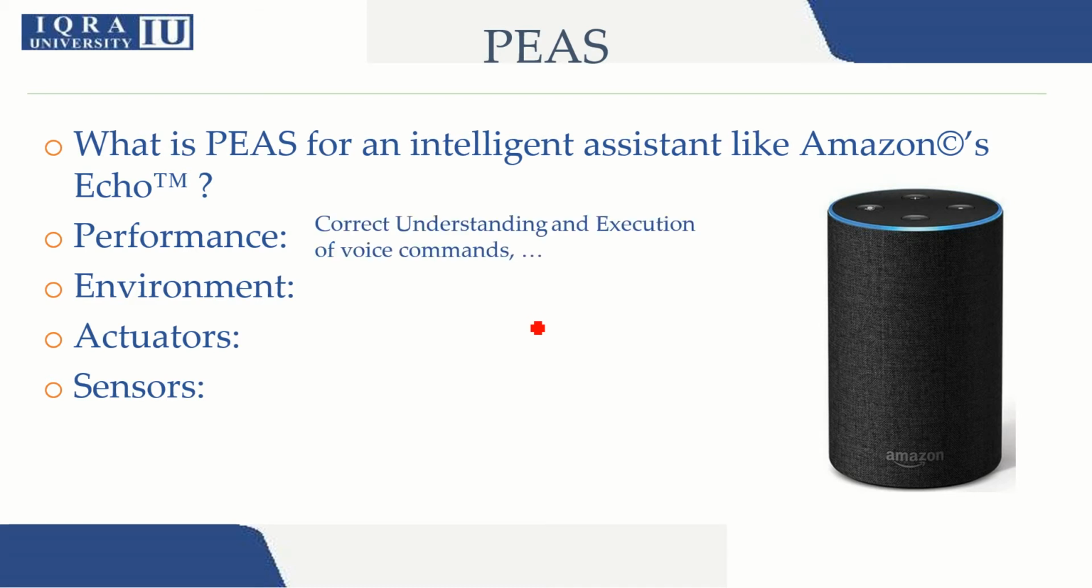So what could be the performance measure? It is quite obvious, if we have a voice assistant that is controlled by our voice, then the performance is to correctly understand and execute what we have said. The correct apprehension of what we have said in the right context should be the major performance measure of this device.